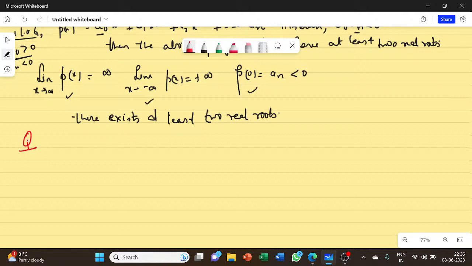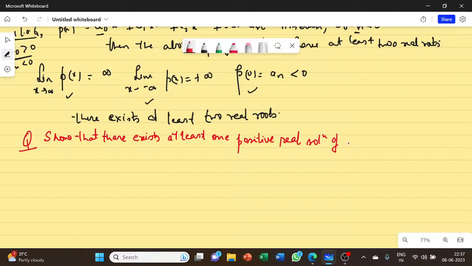Show that there exists at least one positive real solution of the equation modulus of x raised to power 31 plus x raised to power 8 plus 20 is equal to x raised to power 32. Show that there exists at least one positive real root of this equation.